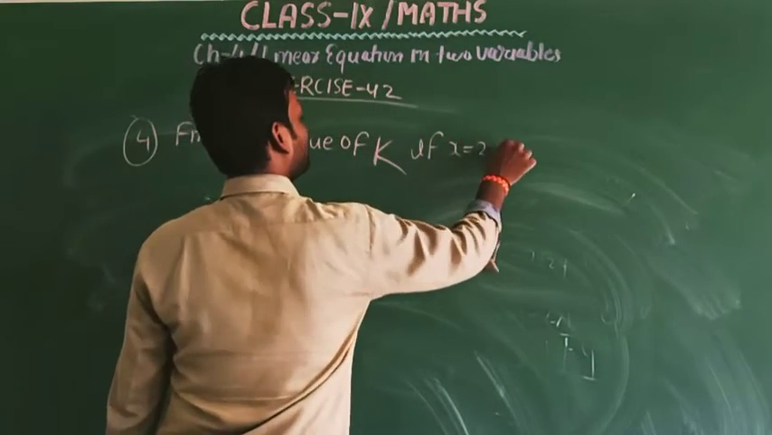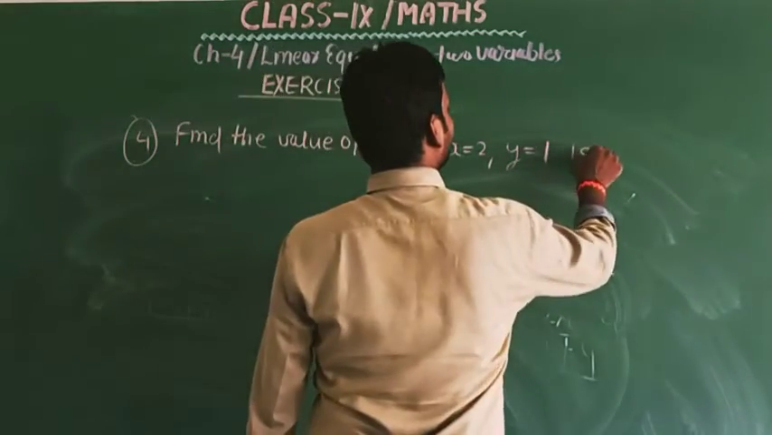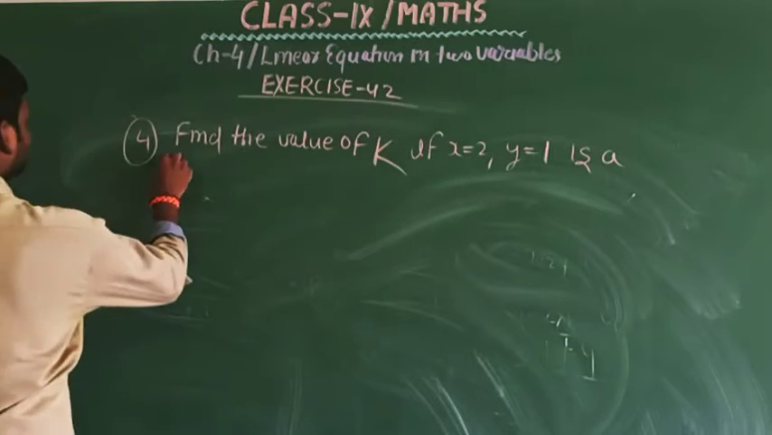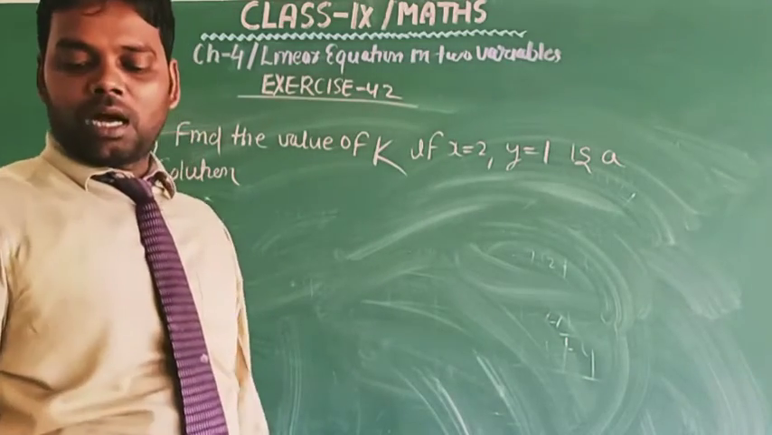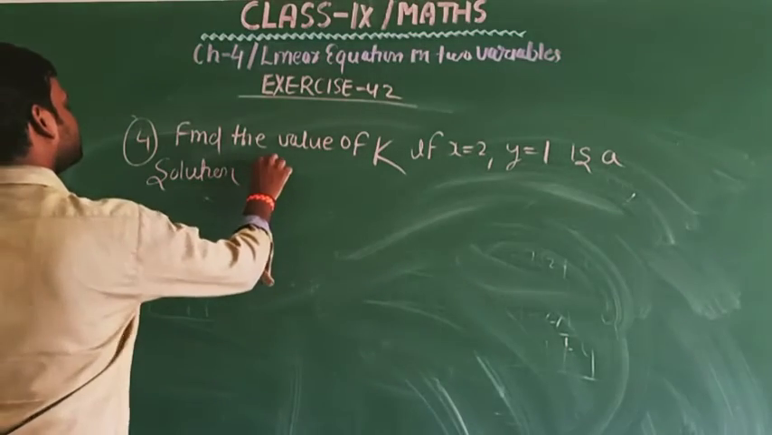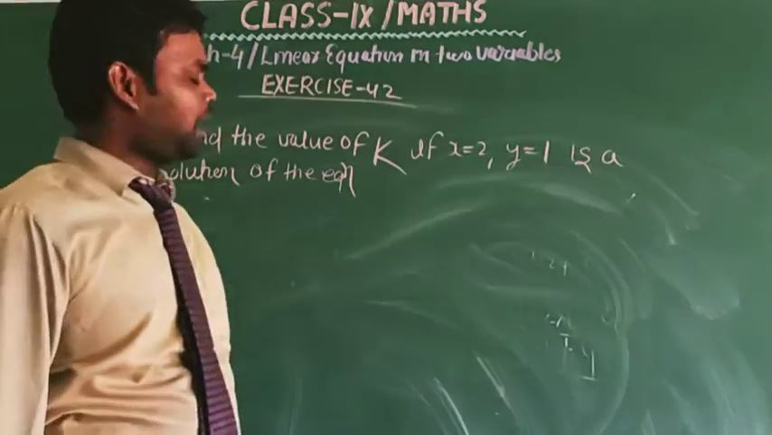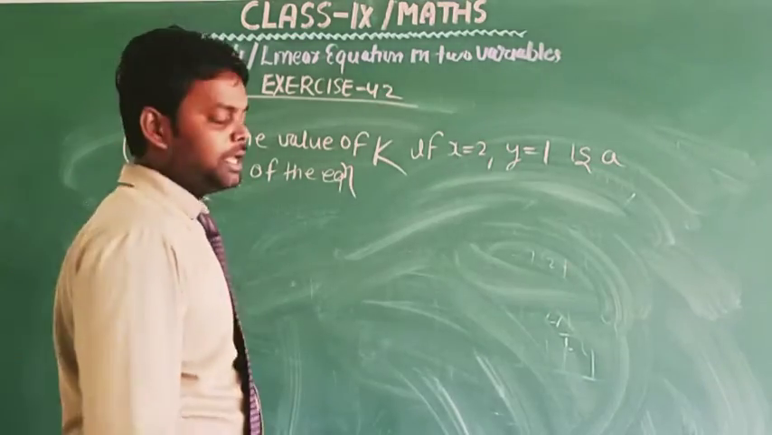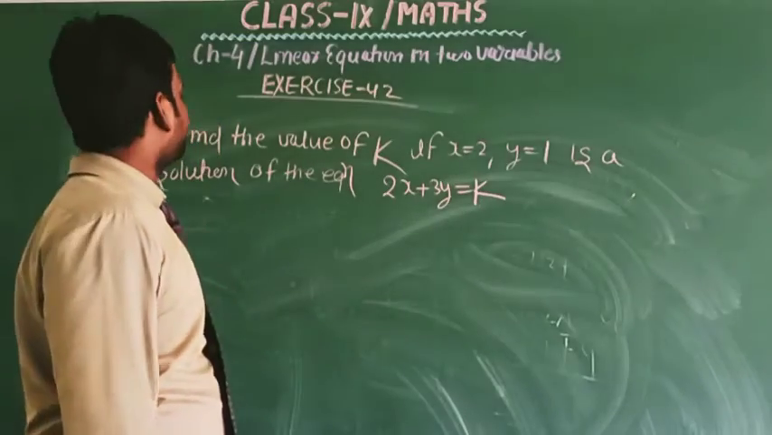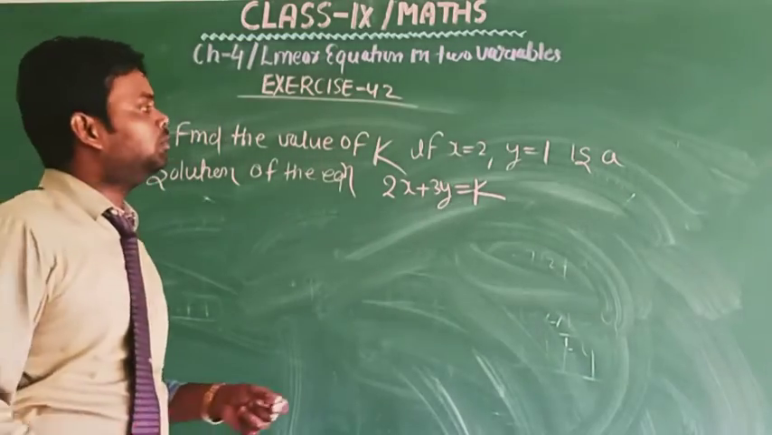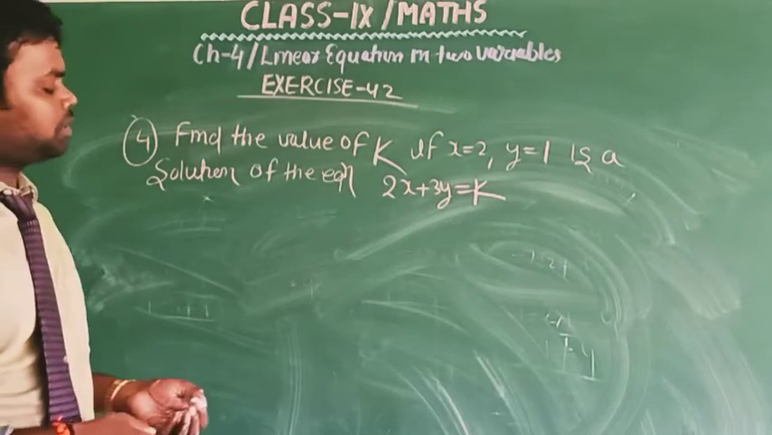Find the value of k if x equal to 2, y equal to 1 is a solution of the equation 2x plus 3y equal to k.